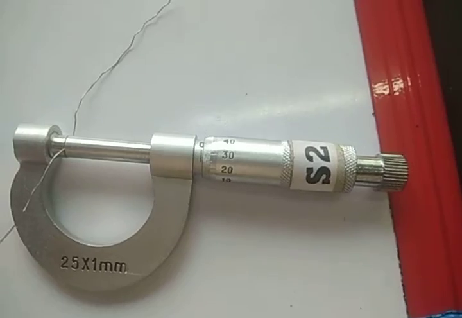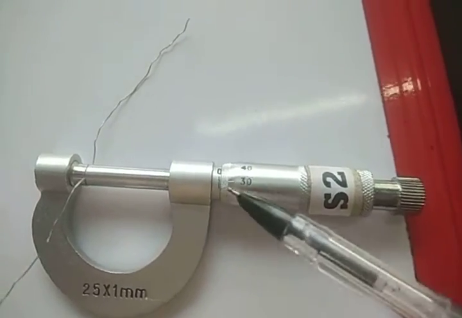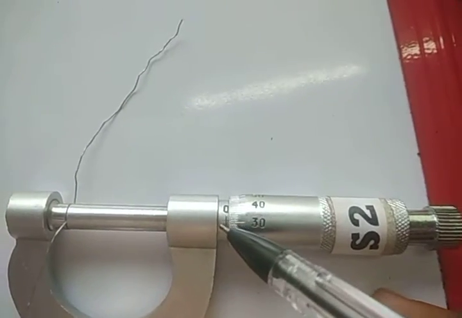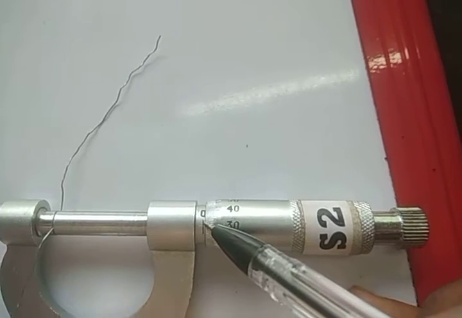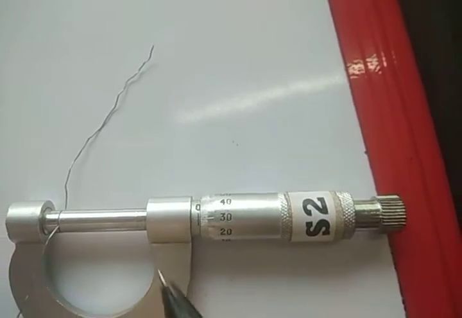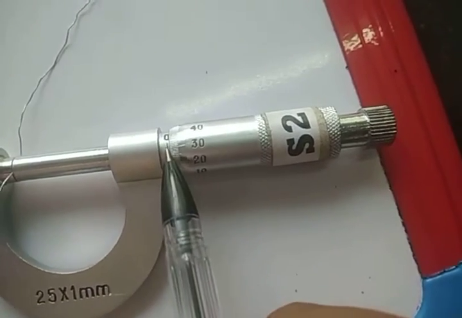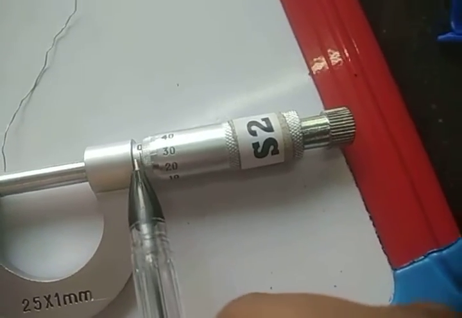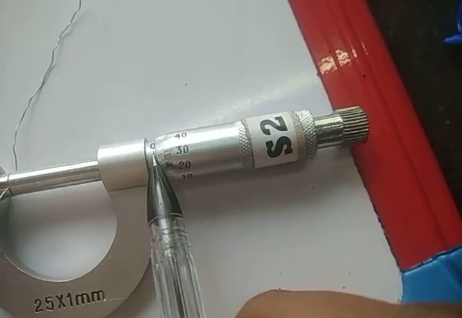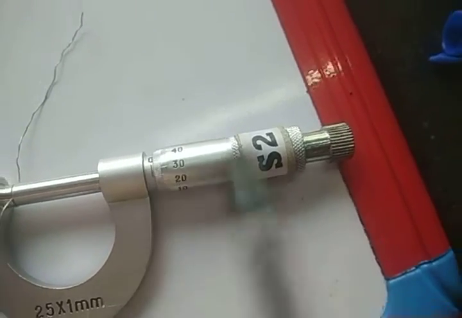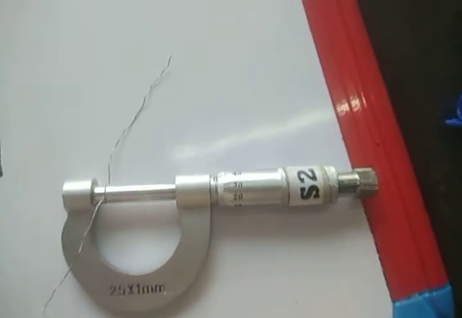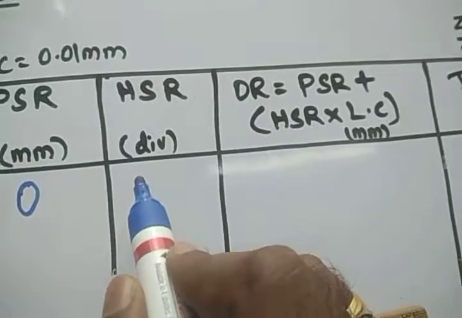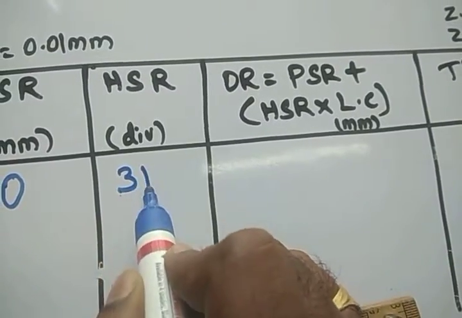Then you have to observe one by one in the round scale, that is the head scale. The baseline exactly coincided. This is the baseline. Are you able to see this, students? This is the baseline, not a vertical line, a horizontal line. This baseline exactly coincided with 31. I will write it as 31.